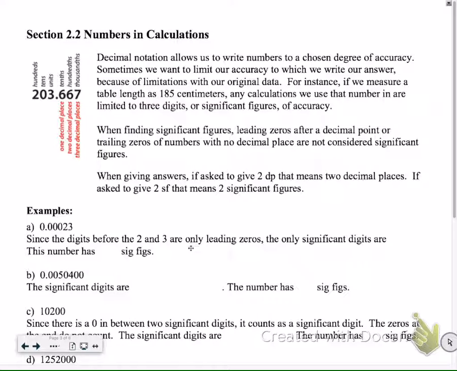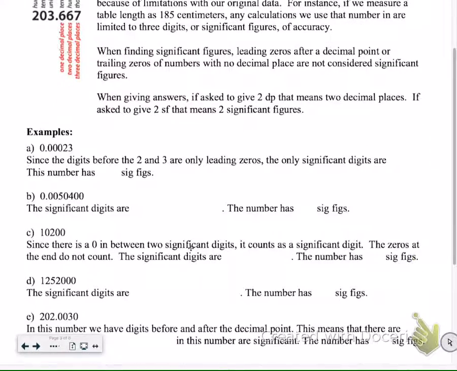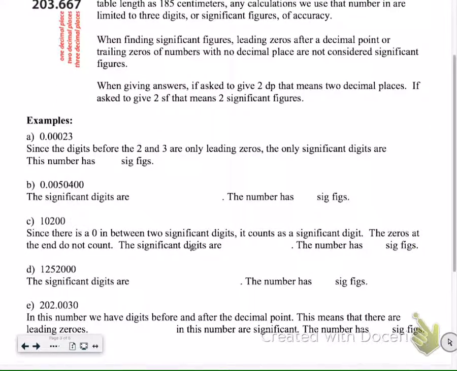I know I'm a little rusty on my significant figures. So for A there, 0.00023. Again, those leading zeros there don't count. So my only significant figures would be 2 and 3. And so this number has 2 significant figures.